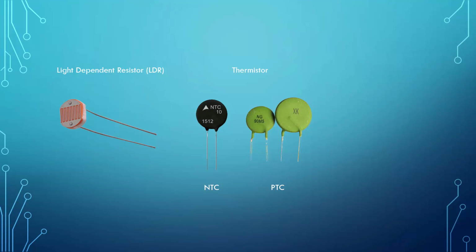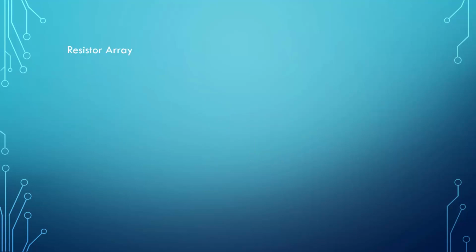The next case is the varistor or VDR, that stands for voltage dependent resistor. Varistors are available in a number of forms. Essentially, these electronic components vary their resistance with the applied voltage, and as a result, they find uses for spike and surge protection. The last category is resistor array.